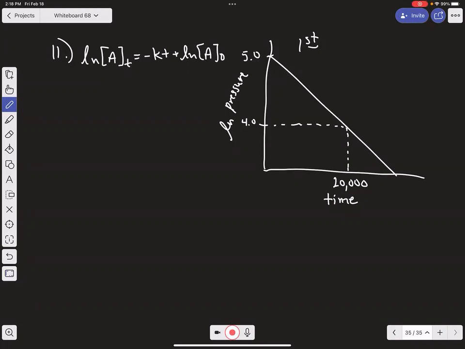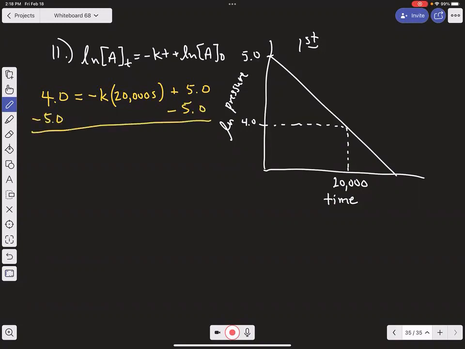So we can skip that first step and just simply plug in, okay, 4 equals negative k. I need to find k, and that happens at 20,000 seconds into the reaction. And the natural log of my initial concentration, or natural log of my partial pressure, I already have that as well. I can take that number right from the graph. So everyone follow that first step, how we don't have to take natural log because that's what's graphed. They already did that for us. So subtract 5, which makes our math a lot nicer.